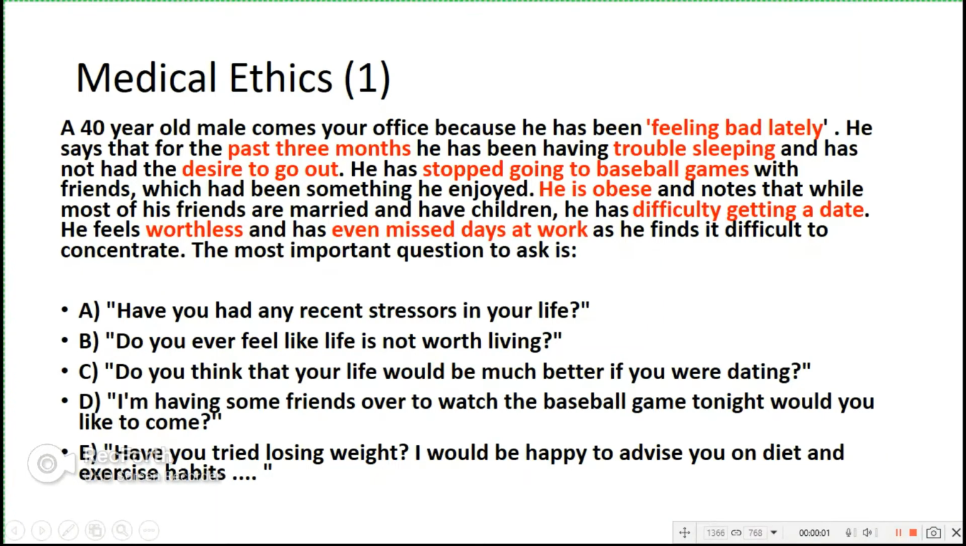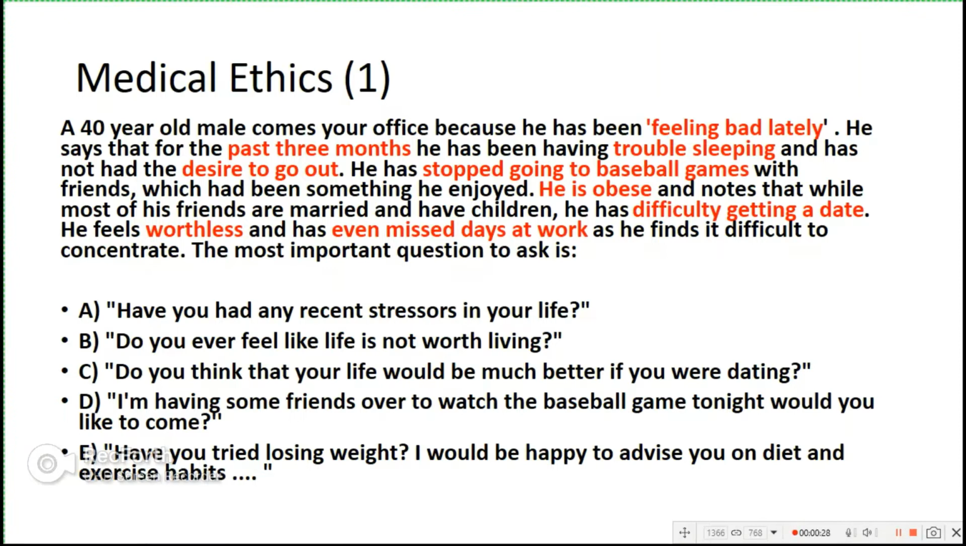So this is a 40-year-old male who has visited the doctor because he was feeling bad lately for the past 3 months, and he was having problems falling asleep and no desire to go out, and he has stopped going out to play baseball with friends, and he's obese, and he has no spouse, no children, and he's having difficulty finding a date.